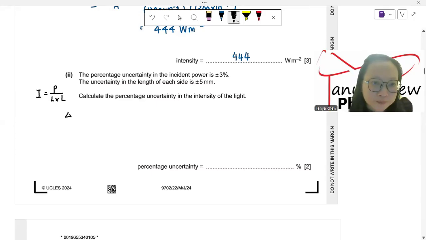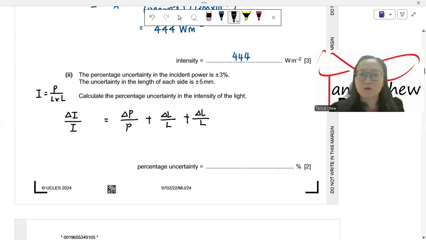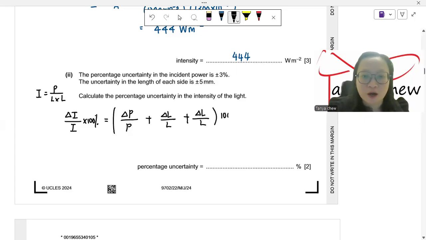So I'm going to find the delta I over I first. That is the fractional uncertainty of intensity equals delta P over P plus delta length over length plus delta length over length. Now, since I added all my fractional uncertainty, to find percentage uncertainty, you just times 100%. So the whole thing here, you just times 100%. There you go. So this is called delta I over I times 100%, called the percentage uncertainty of the intensity. So you don't have to resolve that.